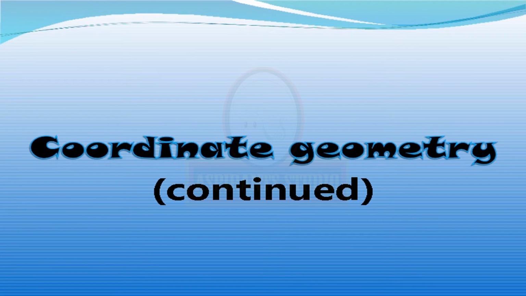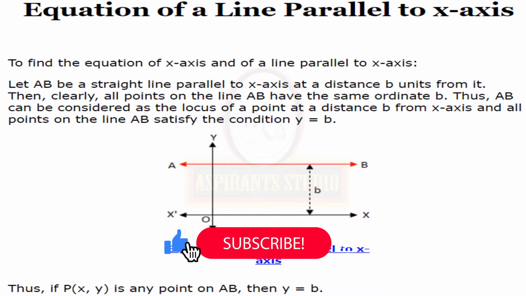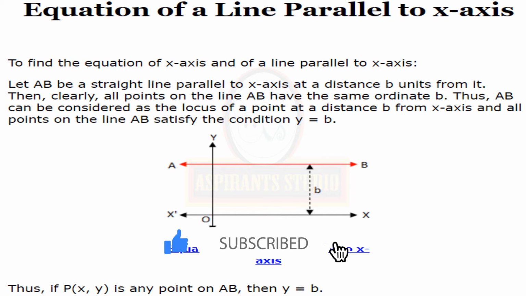Coordinate geometry, continued. Equation of a line parallel to x-axis. To find the equation of x-axis and of a line parallel to x-axis. Let AB be a straight line parallel to x-axis at a distance b units from it. Look at the figure.